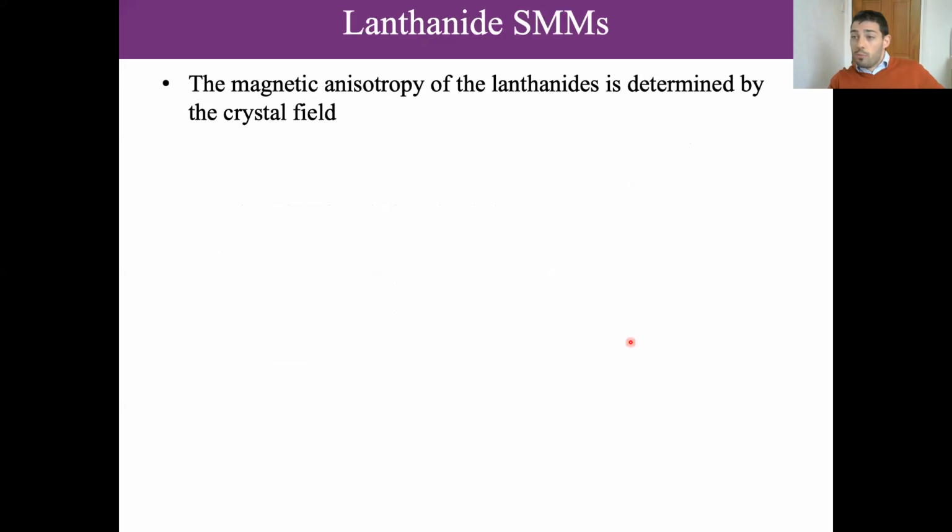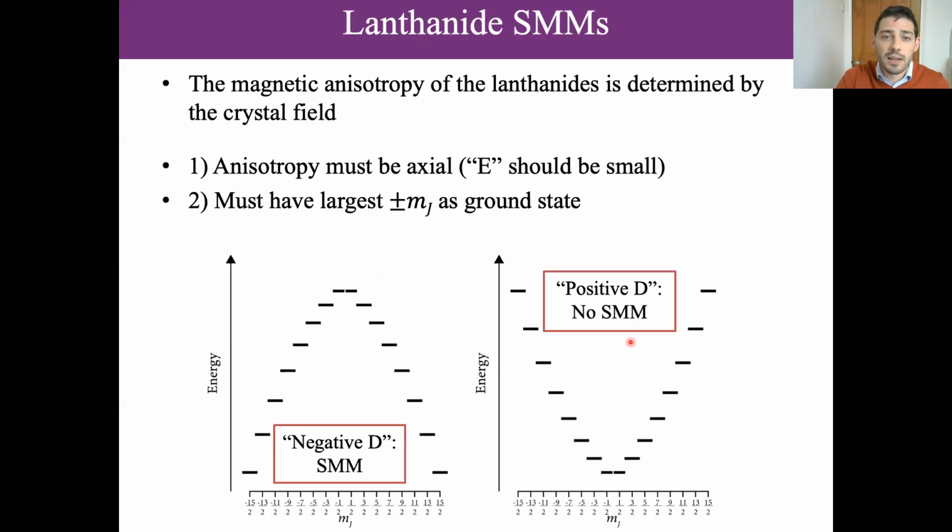And so maybe it goes without saying, but the anisotropy is determined by the crystal field, so the shape of the molecule that surrounds the ion. And as we've said, we want a negative axial anisotropy, and so therefore the rhombic components, or the low symmetry parts, should be small. But also we want to try and have the largest possible projection of the total angular momentum, so that is the largest plus minus mJ states as the ground states.